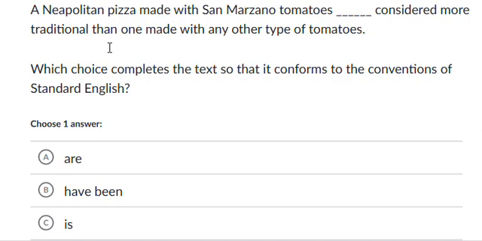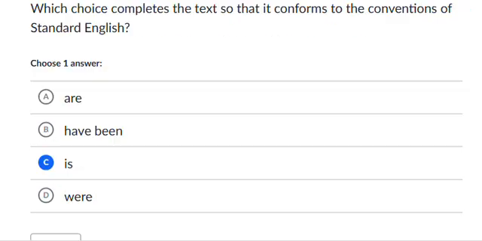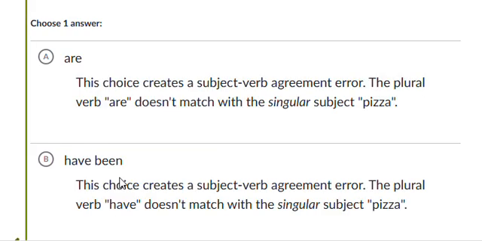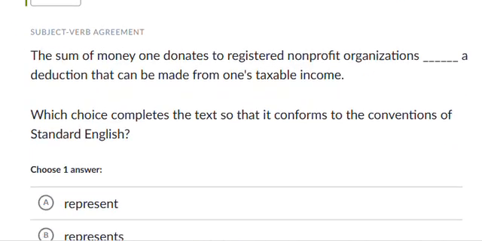It says: "A Neapolitan pizza made with San Marzano tomatoes is considered more traditional than..." It's talking about a pizza, which is our subject. "Is considered" will be the answer. "Have been" or "are considered" won't be the answer. Correct. We'll solve one more now.